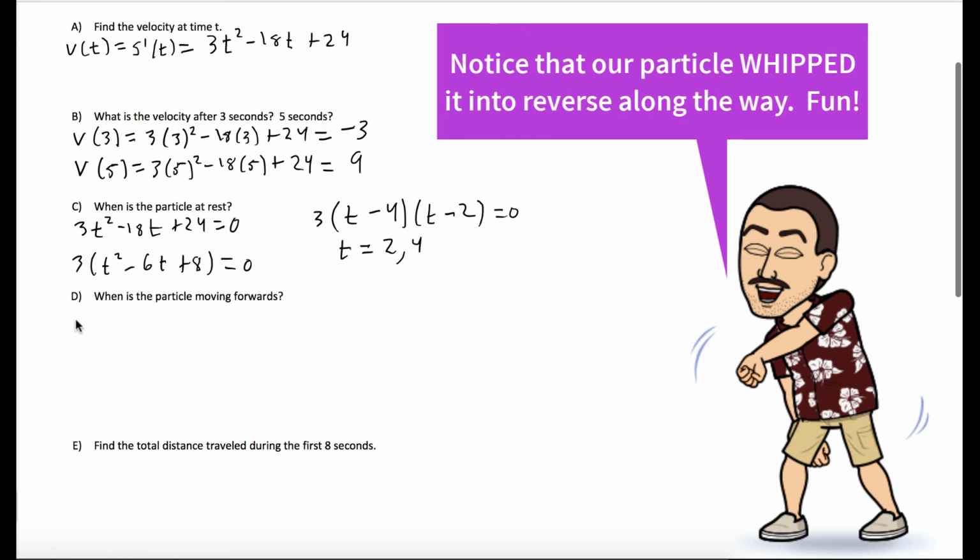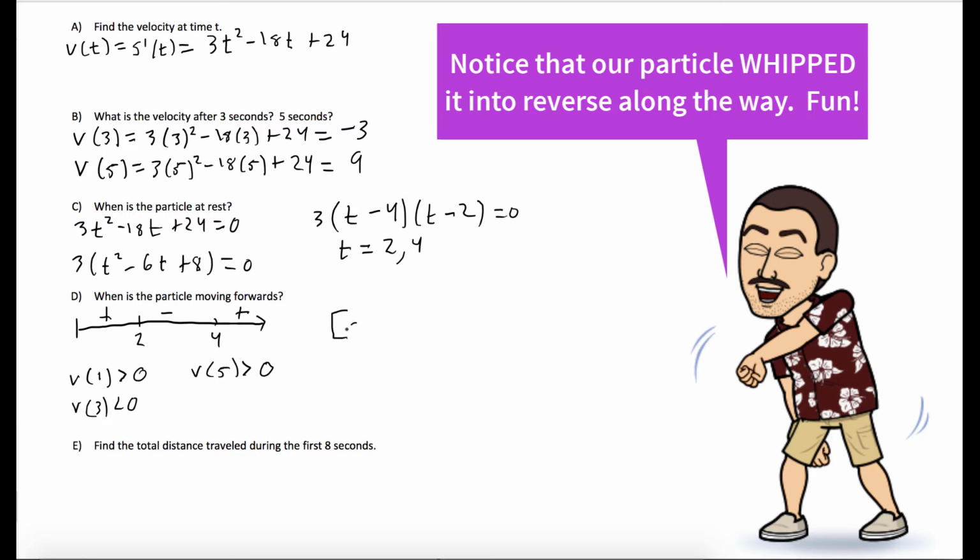To find when the particle is moving forward, we want to find when the velocity is positive. So we'll take our number line and break it up at the spots when our velocity is 0, and then we'll test values on each of those subintervals. And so we could see that our velocity is positive between 0 and 2 and positive between 4 and infinity. So our particle is moving forwards on those intervals.